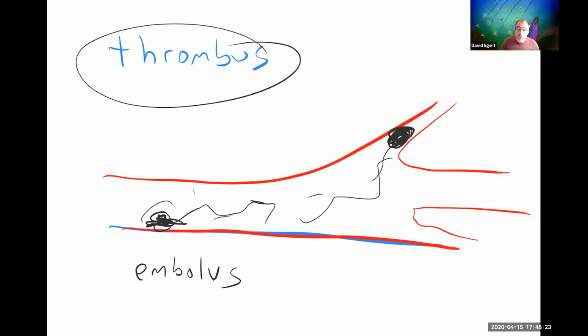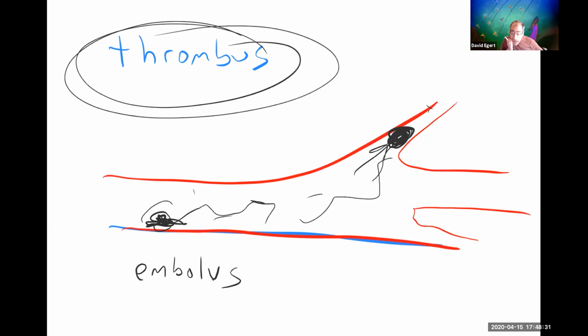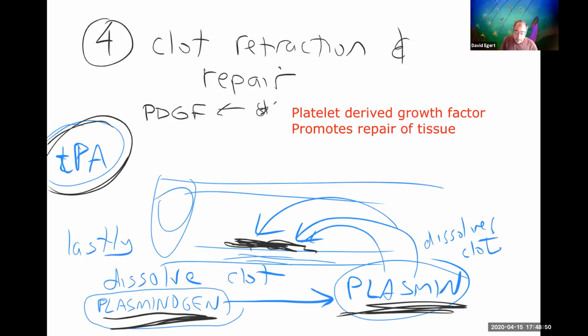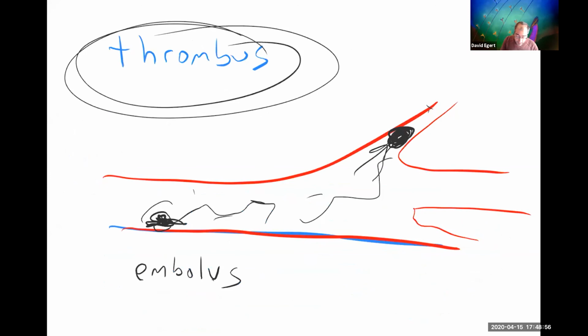And then everything downstream is blocked. So this is a way you can have a stroke or a heart attack, is one of these embolized thrombuses. And so what this drug does, TPA, it's tissue plasminogen activator. So it activates the plasminogen into plasmin. Plasmin then, its job is to dissolve clots. So then the plasmin comes in and dissolves a clot and you restore blood flow.